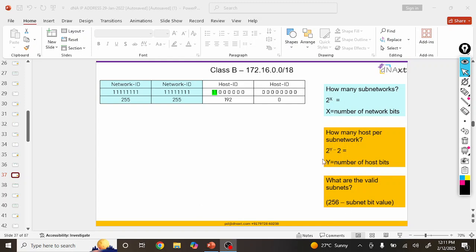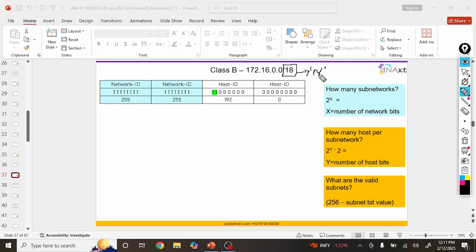In Class B subnetting, today in this video, we are going to discuss slash 18. Whenever we say slash 18, the CIDR value of our IP address, that means 18 bits are assigned to the network.